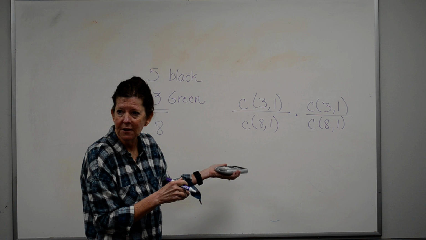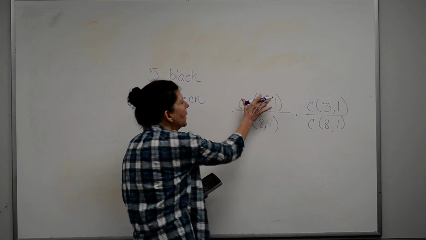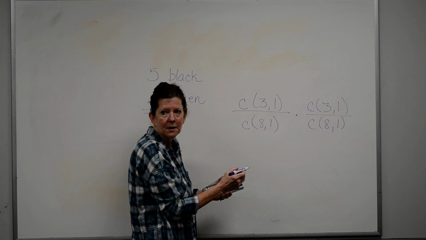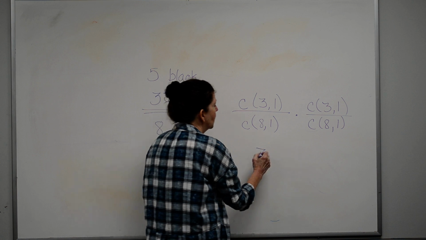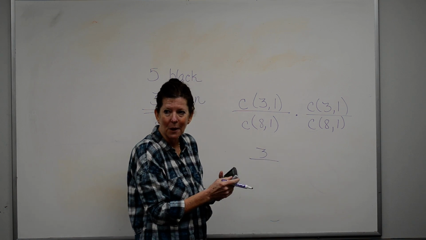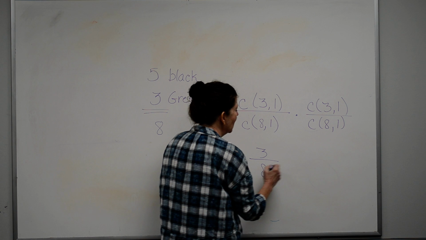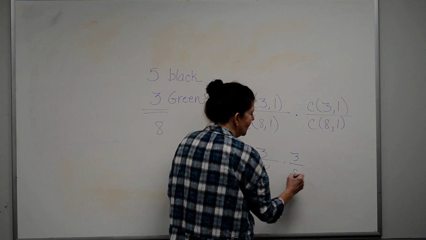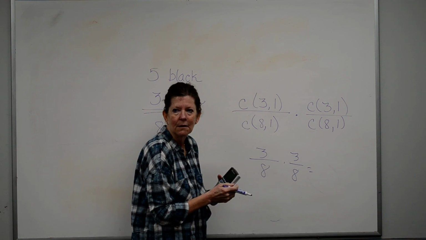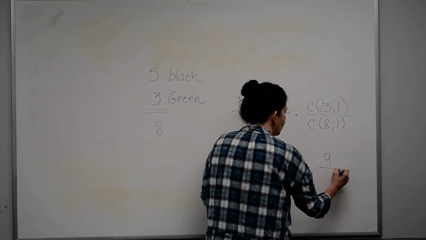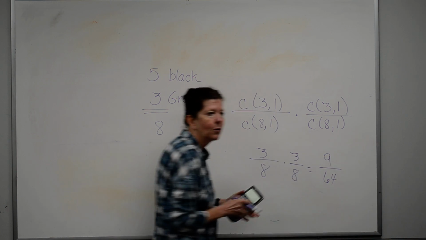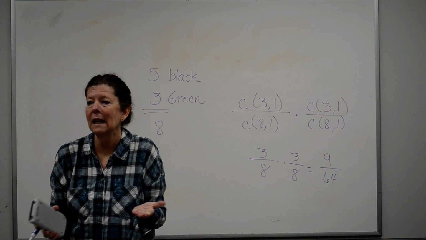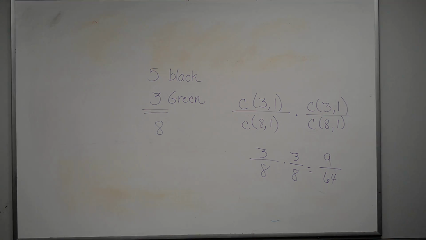But did you figure this out? Okay. What is the combination of 3 things taken one at a time? 3. What is the combination of 8 things taken one at a time? 8. Okay. So therefore, this is what we have, right? So we have 9 over 64. That is the probability that both of those students will select a green bowling ball.